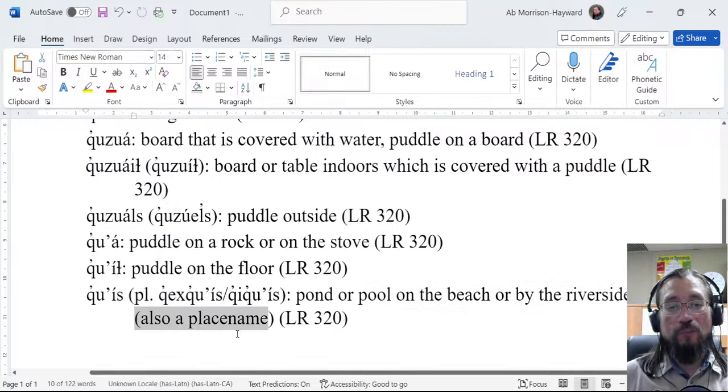This is also a place name. So there is a place further down the channel in Isla territory that is called k'ois. I'm not sure where that is exactly, but I know that it's somewhere down the channel. And so that's a place name. And it's also a description of a pond or pool on the beach or by the riverside.